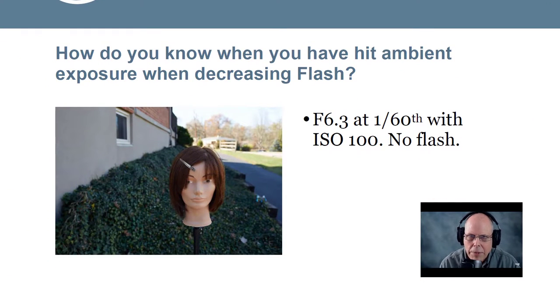If you don't take an ambient reading first, combine ambient to flash. This is more of a reminder to myself, but it's also a teaching lesson to others that don't understand metering. How do you know when you have hit ambient exposure when decreasing the flash? So as a test here, I metered the subject at f6.3 at a 60th, ISO 100, no flash.